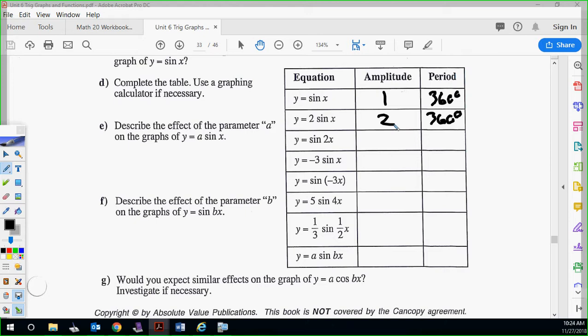Now, sine of 2x. So did the amplitude change? No, so that one's still 1. And we did a horizontal stretch of 1/2, so what do you think you do? Right, you half 360. Good. So you guys are getting all this stuff. And this is basically what we're going through.